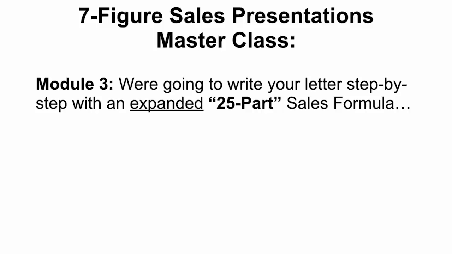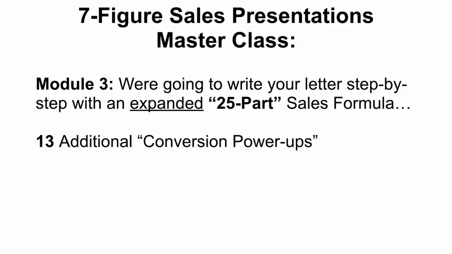But we're not just going to use the 12-part formula. In fact, we're going to expand it from 12 to 25 parts. So what are the extra 13? Well, they're what I like to call conversion power-ups. So these are the advanced psychological triggers and conversion boosters that can take a good sales presentation and turn it into one that can change your financial lot in life forever.